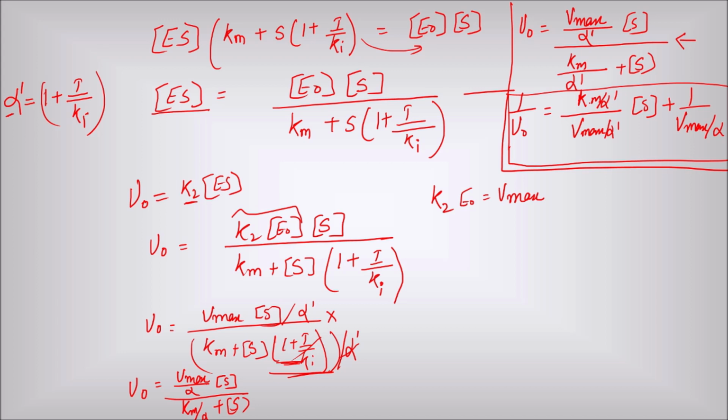Now let us see how it will affect the graph here. In a competitive inhibitor, what we have seen is that only the Km was varying.